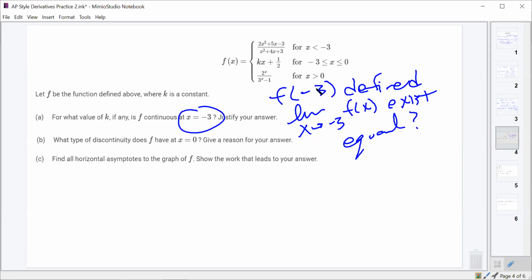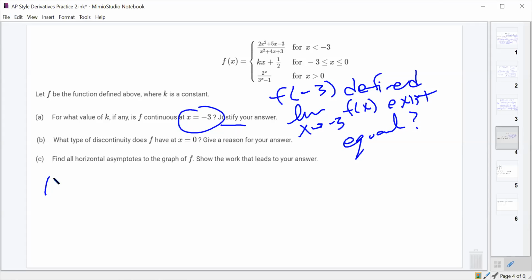The function has to satisfy all 3 requirements in order for it to be true, or continuous. Is that what you're saying? Correct. And when it says justify, if they talk about justifying continuity at a point, they are specifically looking for you to show that all 3 of those things are true.